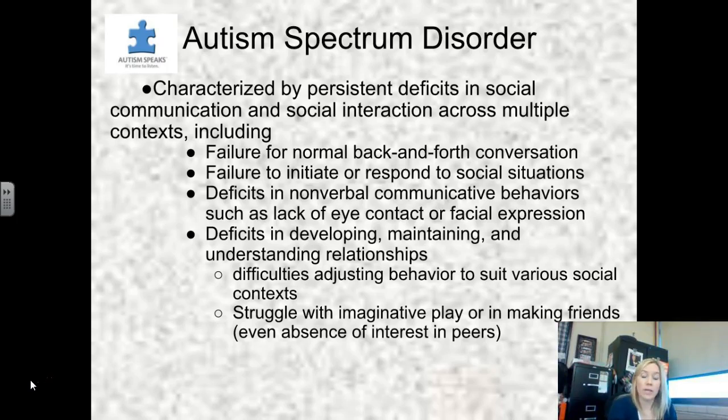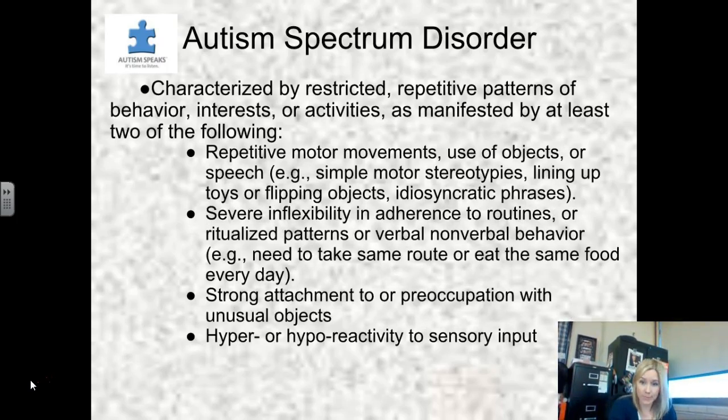They also struggle with imaginative play, which is another one of those key diagnosing components when a child is very, very young. They don't know how to interact with peers or the imaginative play component, because it's just not there for them. There's a lack of interest in it, and so they don't demonstrate those behaviors as a result.